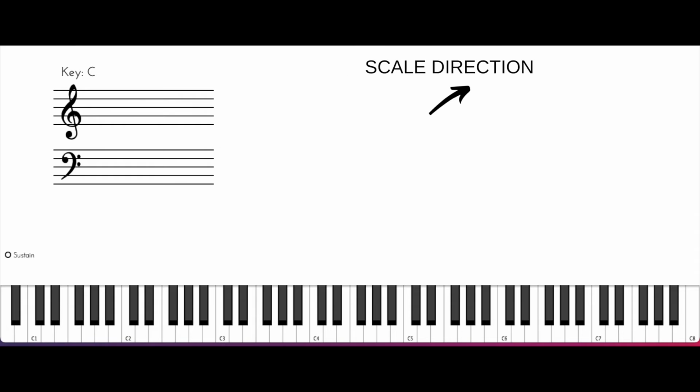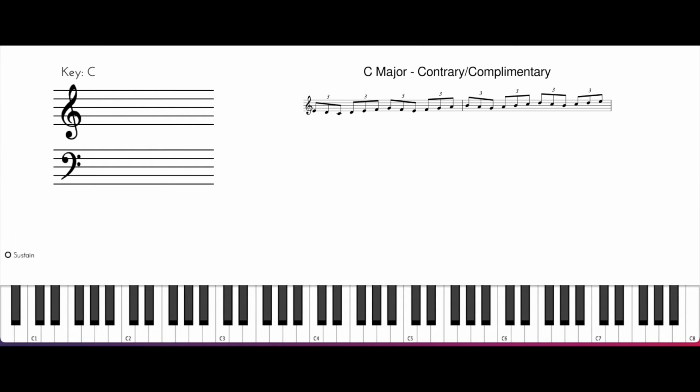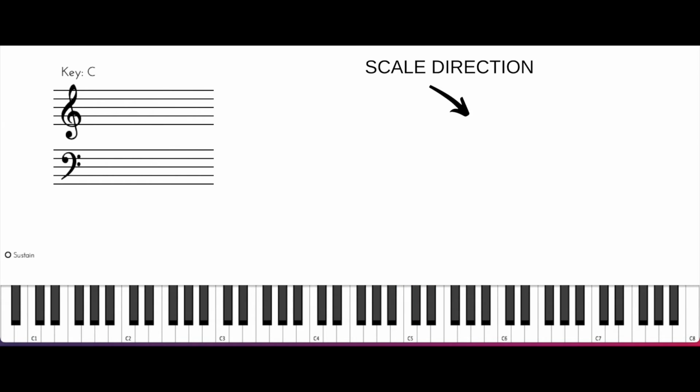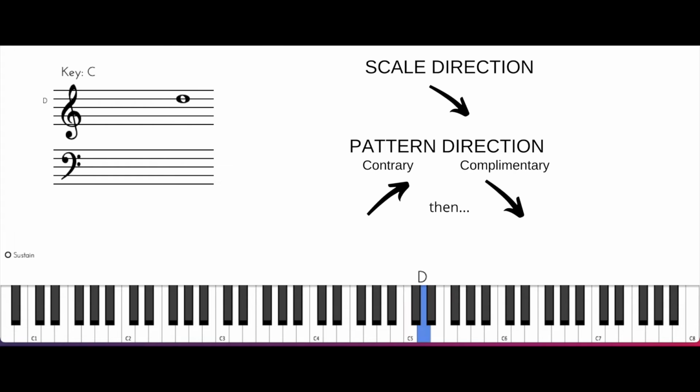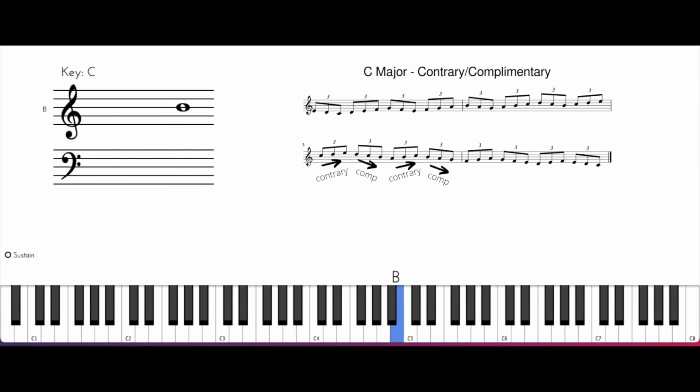Now, the last type of motion we have is just that reversed. We start with our contrary and then go complementary. So if we're going up, that means we go down in our pattern first. Then we go up, down, up, contrary, complementary, contrary, complementary. Coming down, we reverse it. Going up, then down, up, down, contrary, complementary, contrary, complementary.